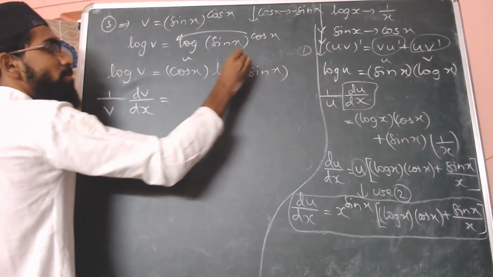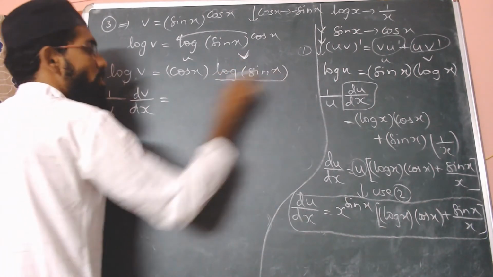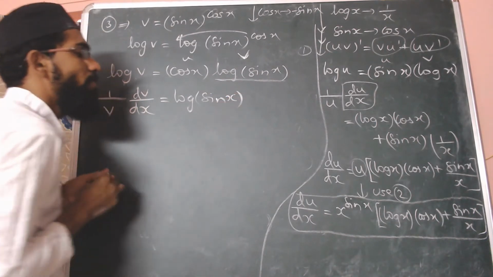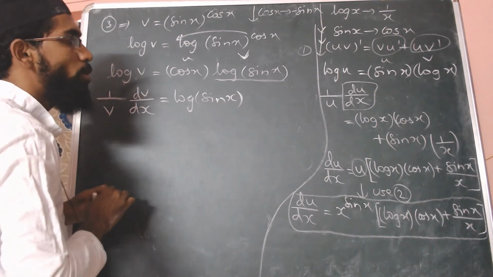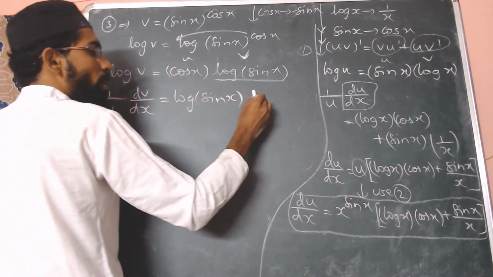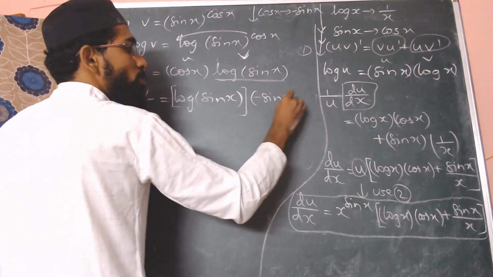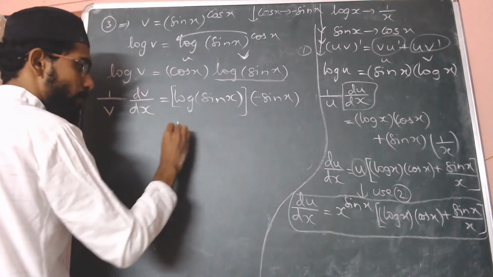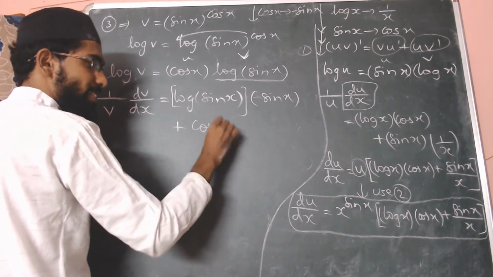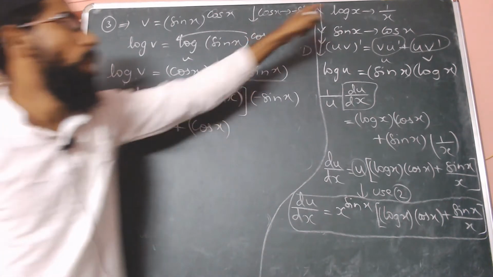On the right hand side, this is u and this is v. So vu dash: put v, log of sin x, as it is, into u dash. The derivative of cos x is minus sin x. So vu dash plus uv dash. Uv dash means put u as it is, cos x, into v dash, the derivative of log of sin x.